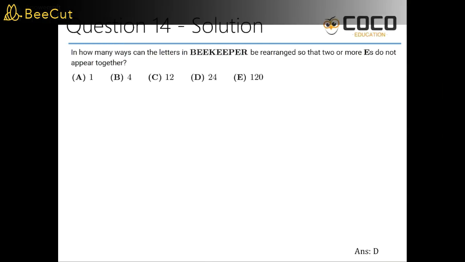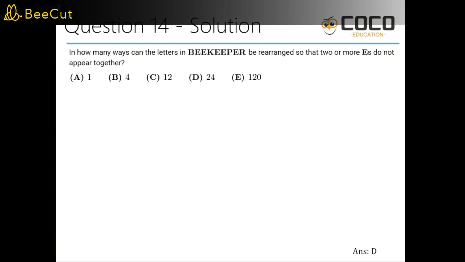Question 14. The letter E cannot be next to each other. So other than the letter E, we have B, K, P, and R. If we only consider these 4, the number of ways to arrange them: first position, it can be any of these 4 letters. That's 4 choices. Second position is 3. Third position is 2. The last position is 1. So this is 24 ways.